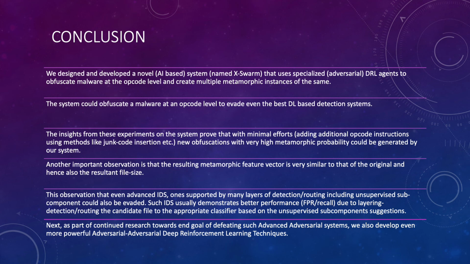So in conclusion, we designed and developed a system named XFORM using adversarial deep reinforcement learning and specialized deep reinforcement learning algorithms like PPO to create metamorphic variants which are obfuscated at the opcode level. The system conducts different types of obfuscations, which could be junk code insertions or different types of opcode insertions into the file, such that their metamorphic probability is increased and most of the existing malware detection systems treat them either as a new type of file or a benign file, and are not able to detect them. The objective of creating such a system is that we may use this data to create a malware normalization system for creating effective defenses.